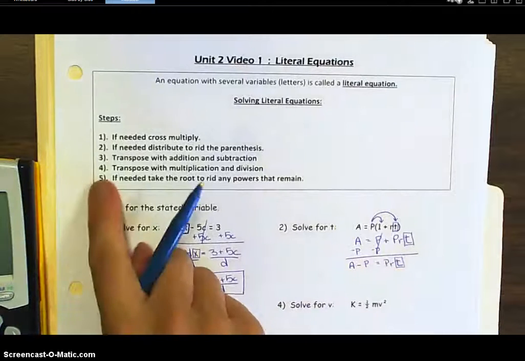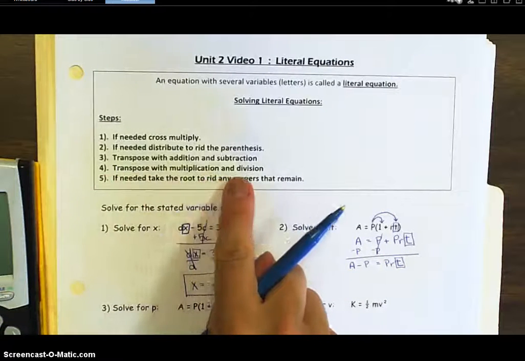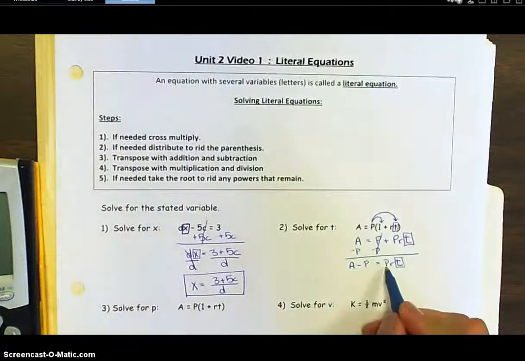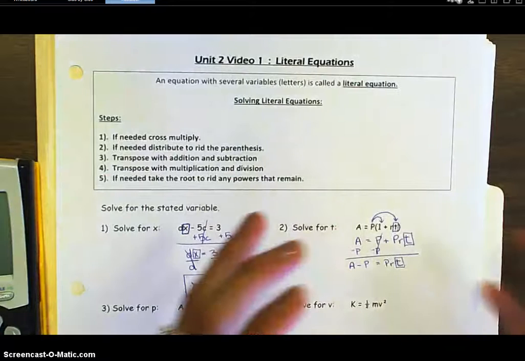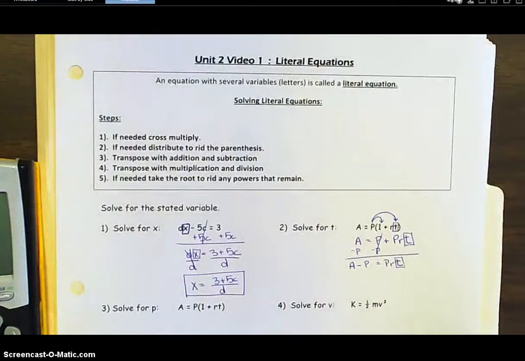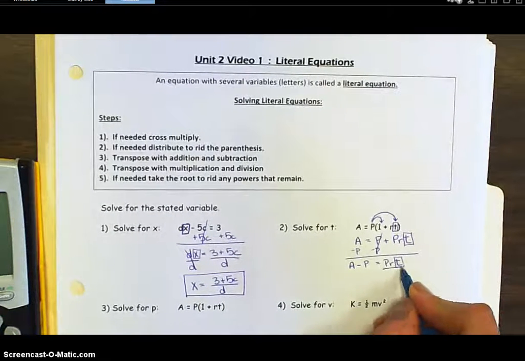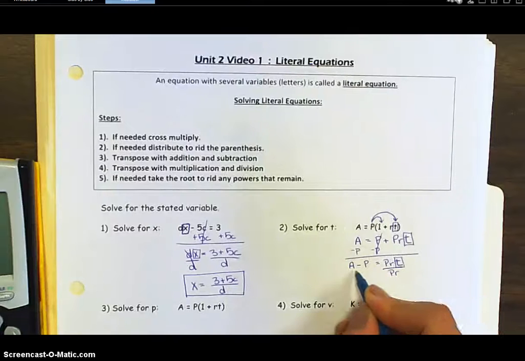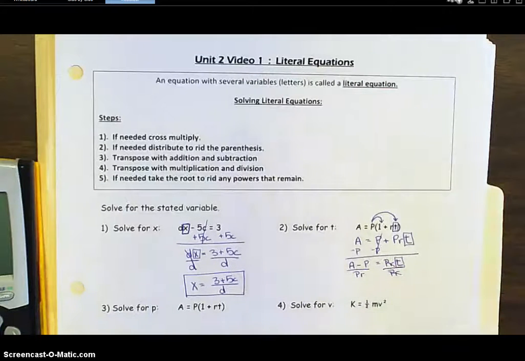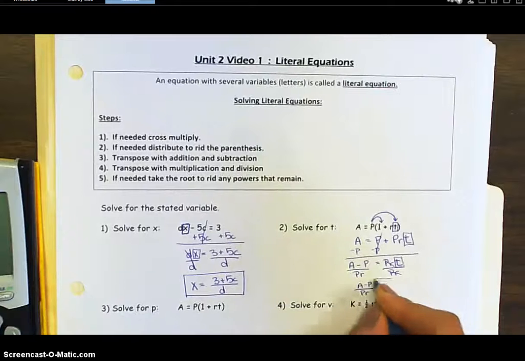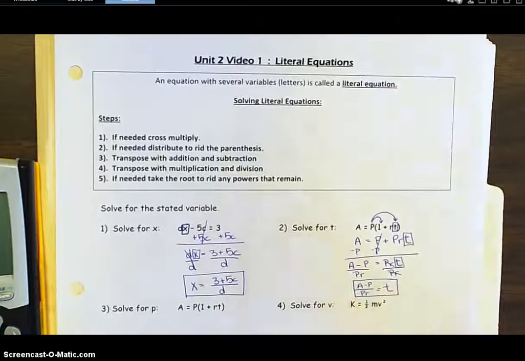Now step 4, transpose with multiplication and division. Right now the p and the r and the t are all touching. If they're touching, that means they're being multiplied. So we need to divide by pr. Divide by pr. So the pr's are going to cancel. And we get t is equal to a minus p, which is a binomial, all over pr. And we can leave our answer just like that.